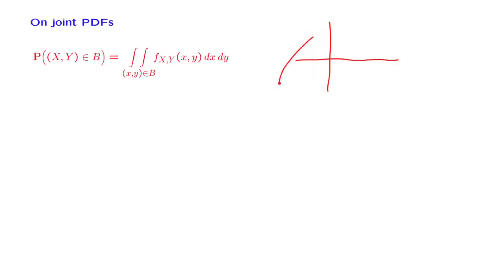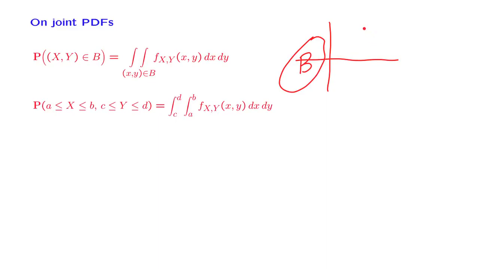Let us now develop some additional understanding of joint PDFs. As we just discussed, for any given set B, we can integrate the joint PDF over that set, and this will give us the probability of that particular set. Of particular interest is the case where we're dealing with a set which is a rectangle, in which case the situation is a little simpler.